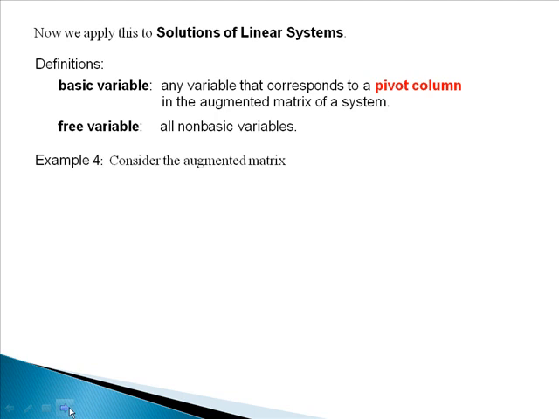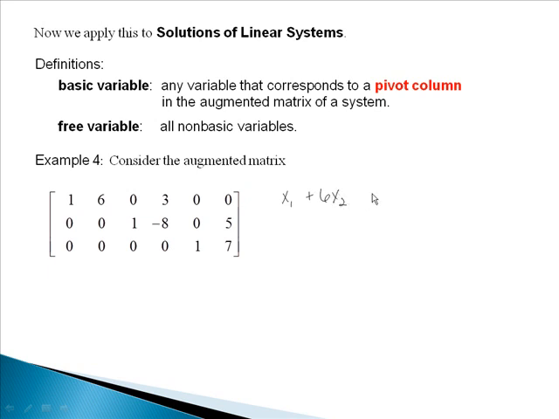So for example 4, we want to consider the augmented matrix. If we convert it to equation form, then we will have x1 plus 6x2 plus 3x4 equals 0. And then my second row, I have x3 minus 8x4 equals 5. And then my last one, I have x5 equals 7.